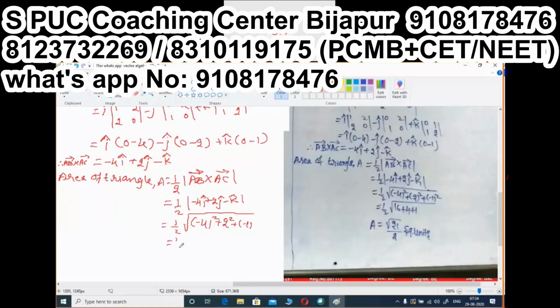Simplifying, this is 16 plus 4 plus 1. So the square root comes to root 21. With the half multiplied, that is root 21 by 2 square units. Okay, this is the required area of that triangle for the given vertices.